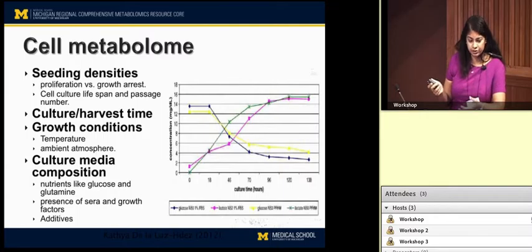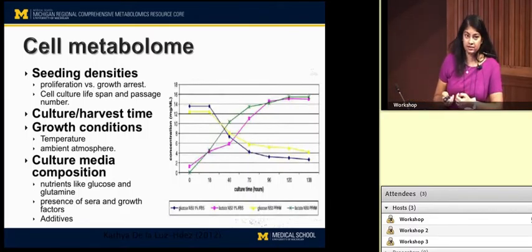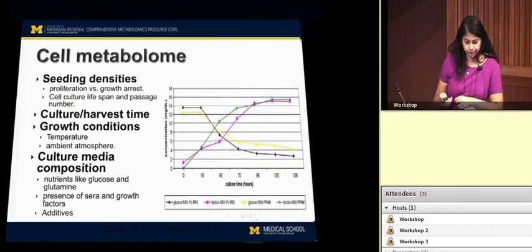Also things like temperature and ambient atmosphere make huge changes to the proliferation capacity of cell cultures. Therefore, you need to be consistent across the board. Culture media composition cannot change across experimental conditions because nutrients like glucose and glutamine determine the proliferation aspect. And the only thing that can change across the experiment is the intervention that you're trying to measure. Also things like additives that may sometimes suppress a chromatogram need to be considered. This is where consultation is a good idea before you plan these experiments, so that you're not doing back thinking after you do it.